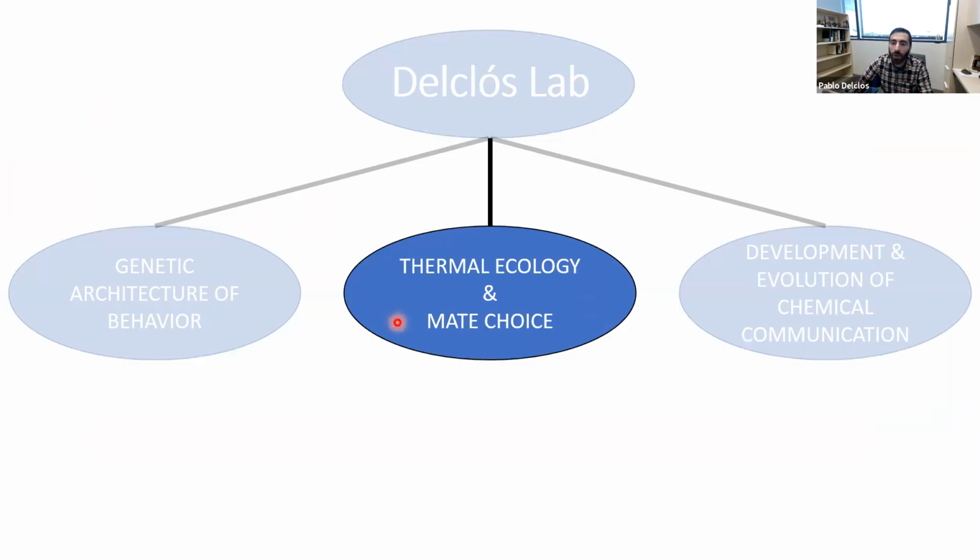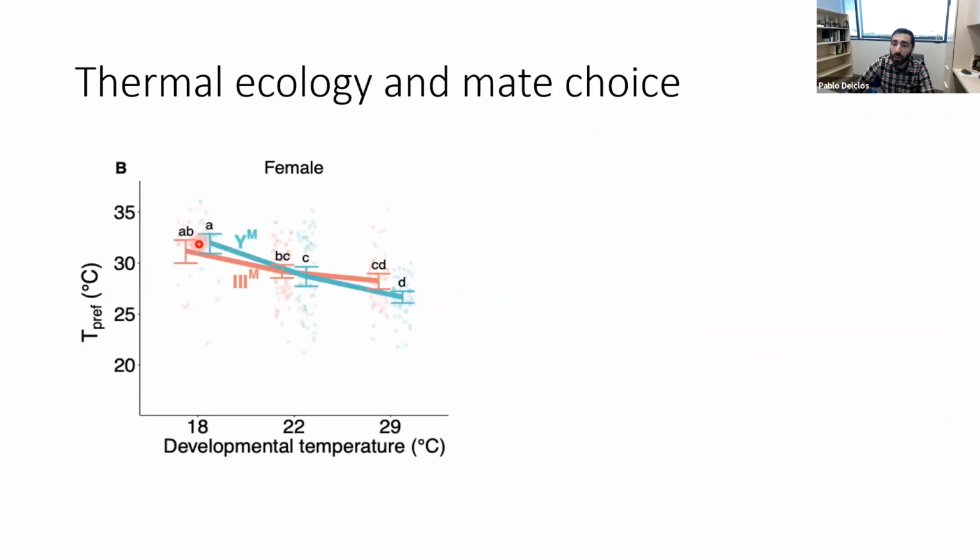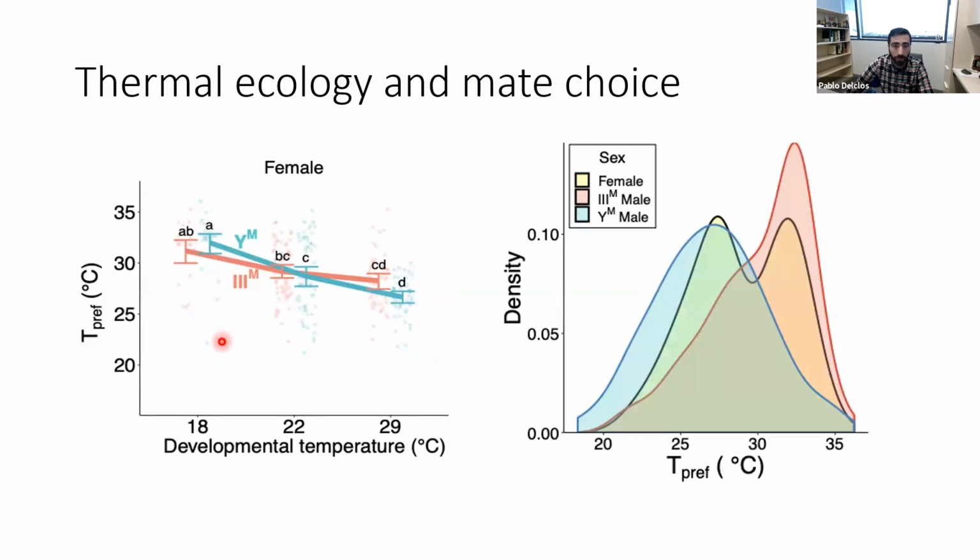Now, how does thermal preference tie into mate choice? Remember, this research pillar is about the interplay between thermal ecology and social behavior. Well, things get interesting when we look at the thermal preference of females. So even though we didn't really find any difference between females from the 3M or YM strains, something interesting does appear when we zoom in again on this intermediate temperature of 22 degrees.